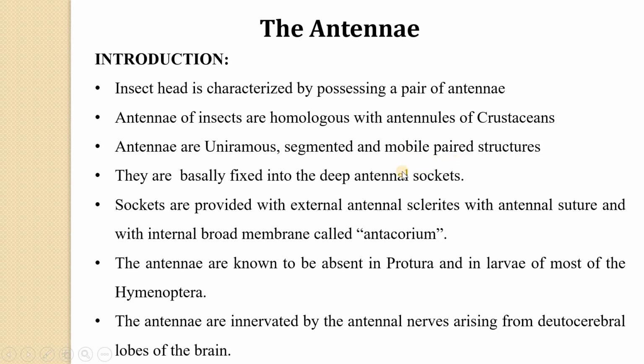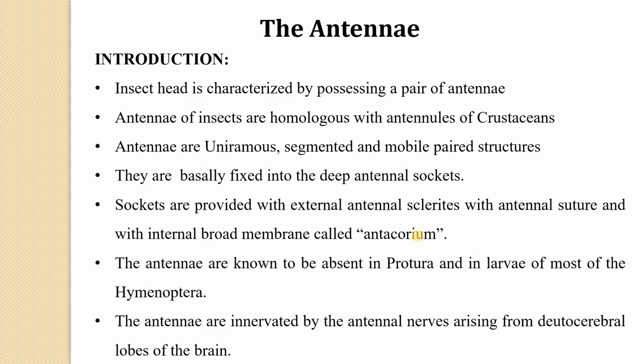They are basally fixed into deep antennal sockets. Each antennal socket is provided with an external antennal sclerite, with the antennal suture, and with an internal broad membrane referred to as the antapodium. Each antennal socket occupies the position behind the respective ocellus in the arthropteroid insect, but it may shift from the anterior region of the parietum to the facial region, approaching the frontal suture, or even, in some cases, to the mandibular base. The position of the antennal socket greatly varies from insect to insect.